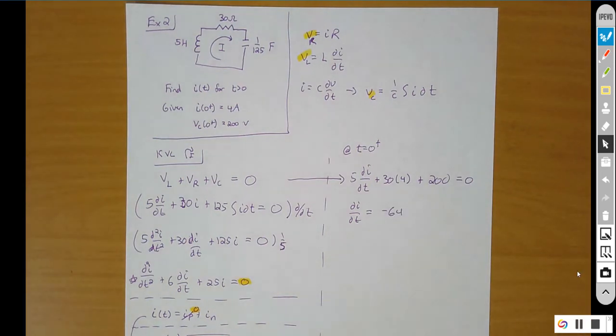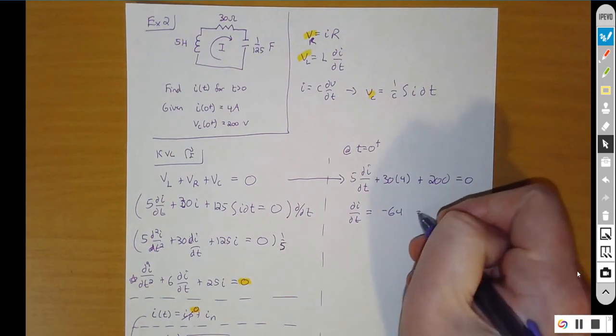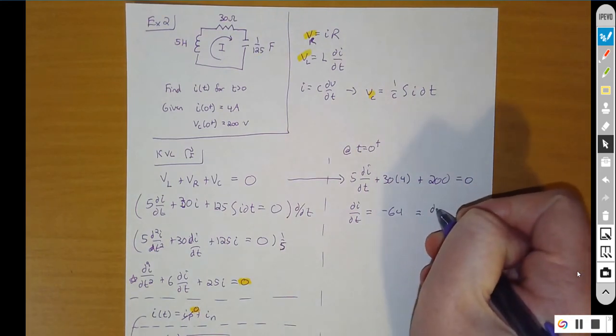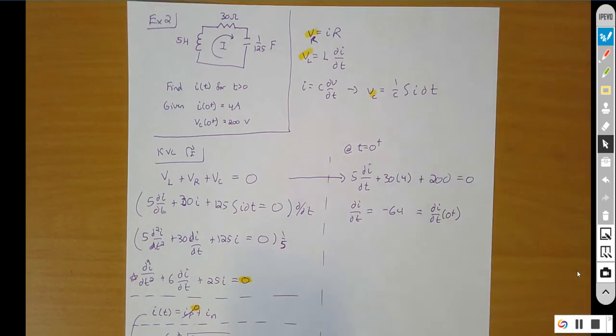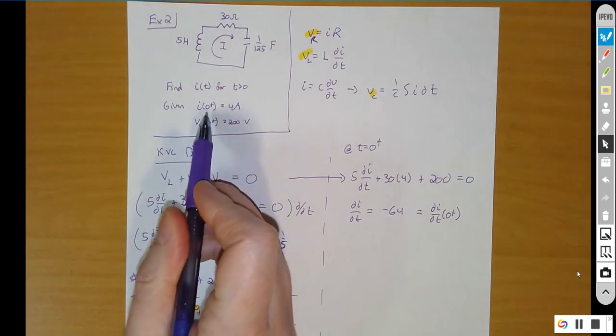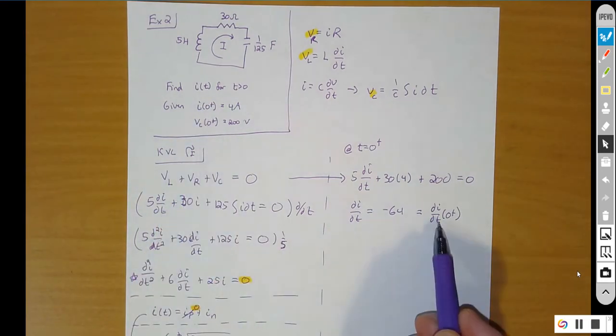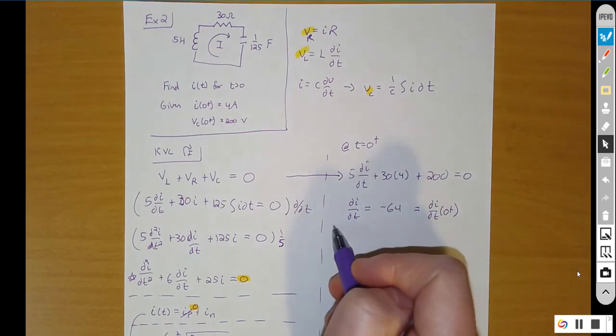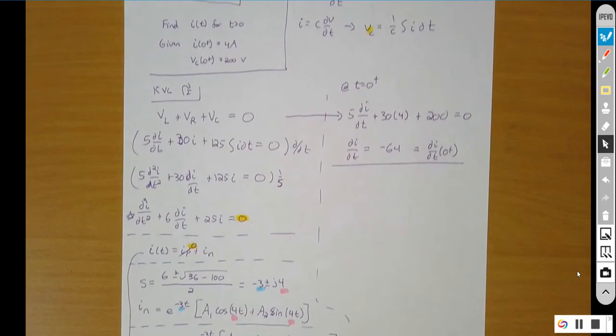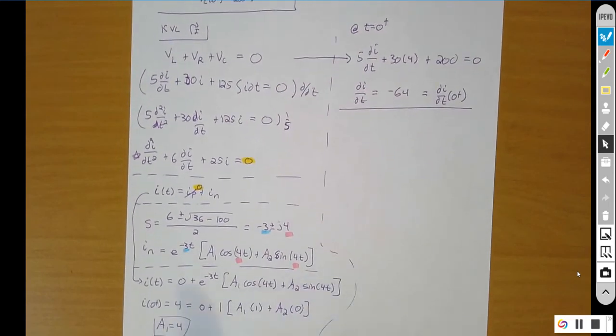So this is actually di/dt at 0 plus. I have i of 0 plus, and I now have di/dt at 0 plus. You're like, why are you so excited? Well, I have i of t. How do I make i of t into di/dt? It's exactly what you think. We take the derivative of this, we get di/dt, and we set that equal to negative 64.